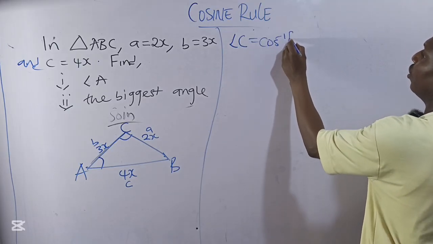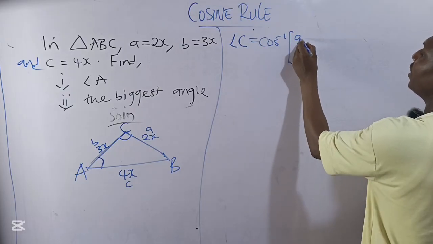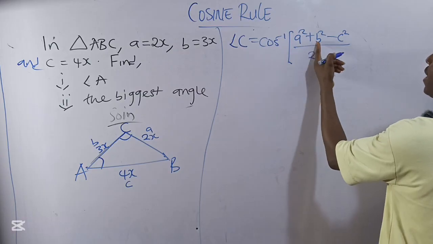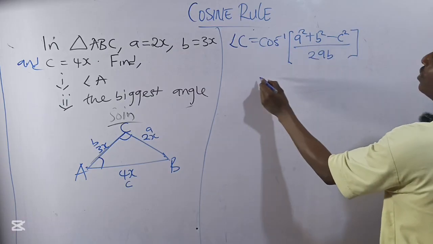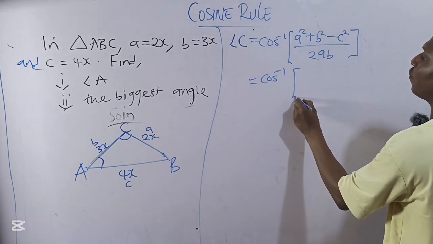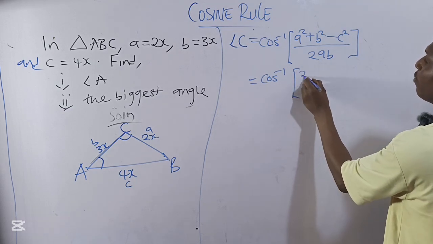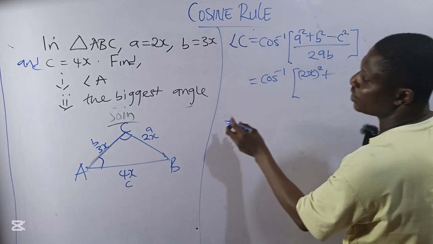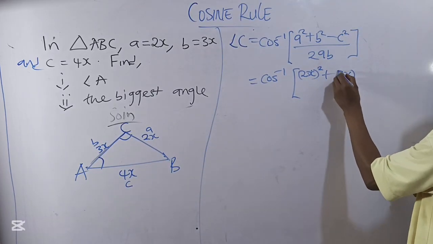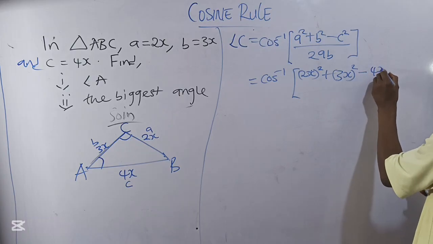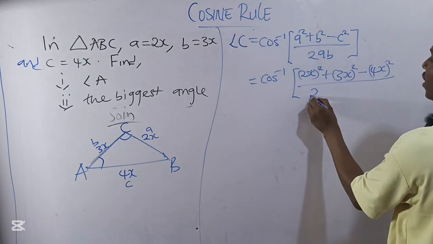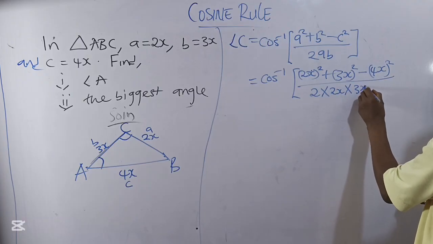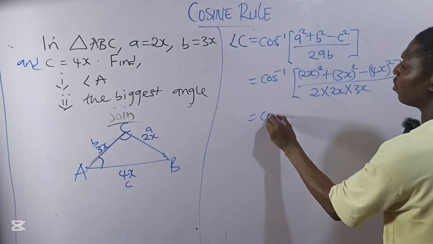So angle C will be equal to cos inverse of, since C is here, we'll have a squared plus b squared minus small c squared all over 2 multiplying ab without the square. So we have cos inverse of, my a is 2x, so I put my 2x squared, plus my b is 3x, so I have my 3x in bracket squared, minus my c, which is 4x, squared, all over 2 times the value of a, 2x, times the value of b, 3x, close brackets.